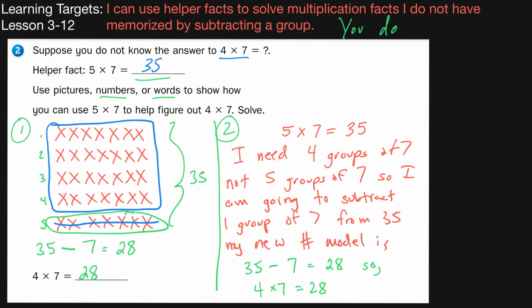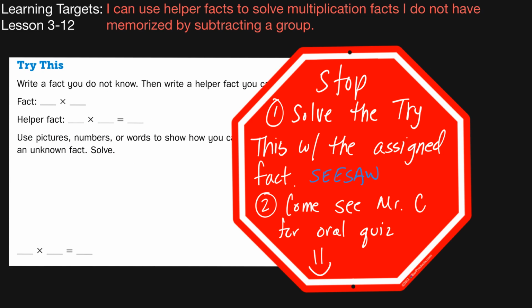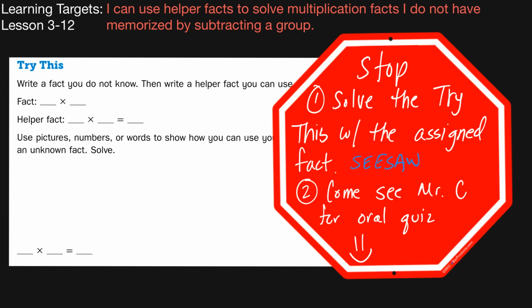So now at this point that you have solved these problems with me, let's take a look at our next work. So right here, you're going to stop. You're going to solve and try this problem with the assigned fact. The assigned fact is going to be, let's do 7 times 9. And I want you to use the helper fact of 7 times 10 to help you. When you're finished, submit this in Seesaw.